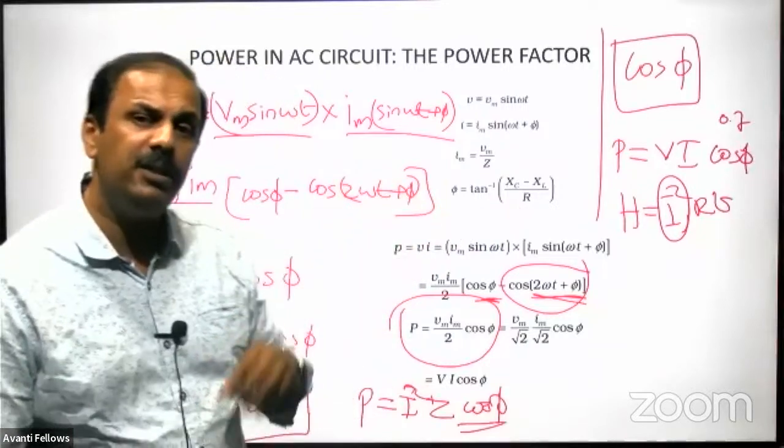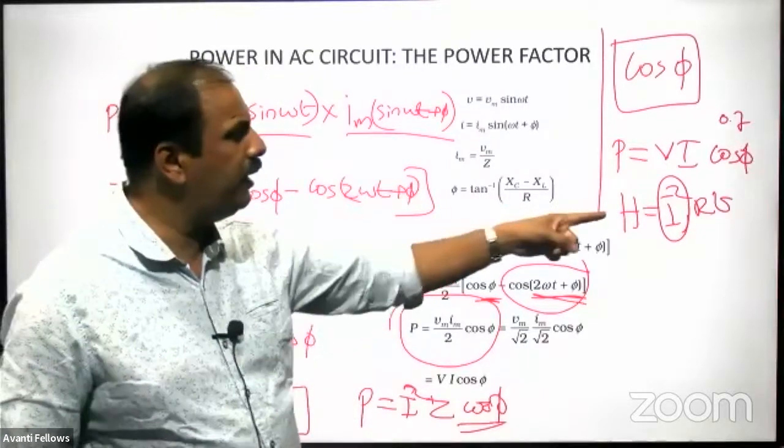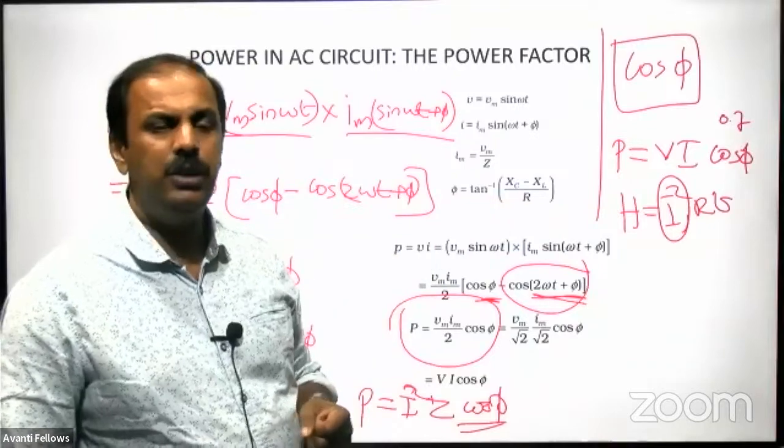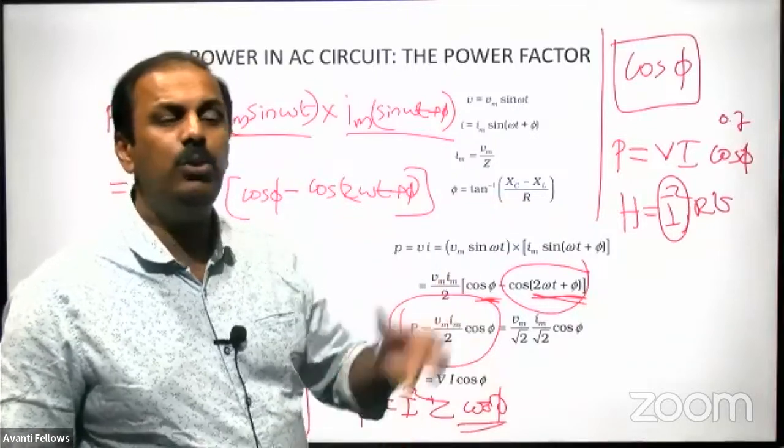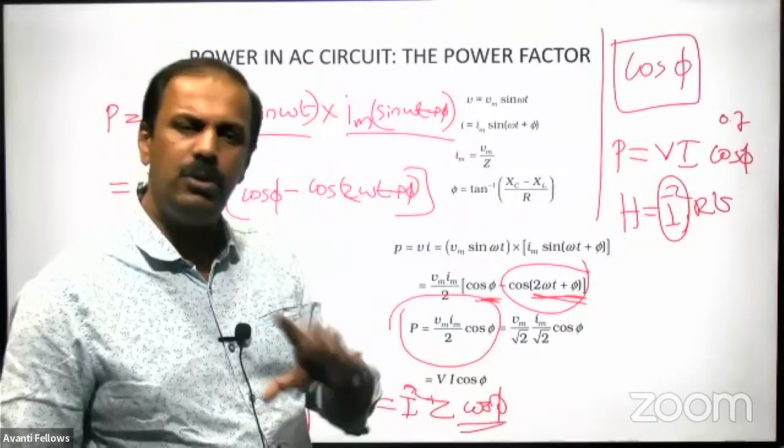So this capacitor and inductor should balance. Only then can we get this power factor as 1. If that is not balancing, we have to add additional capacitors. So that is the main point.